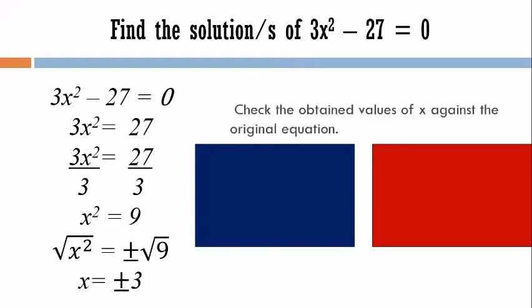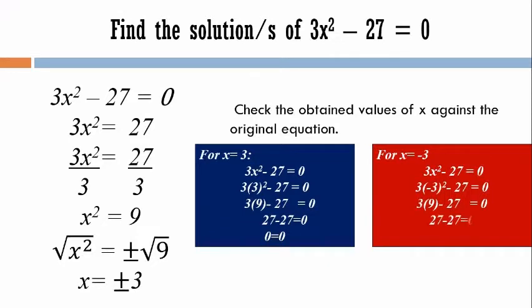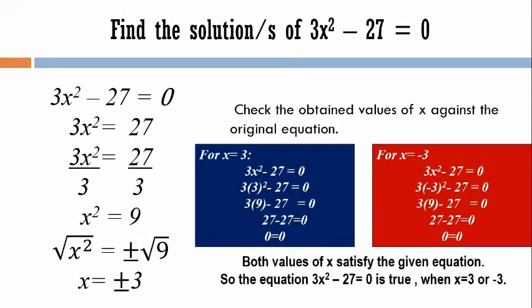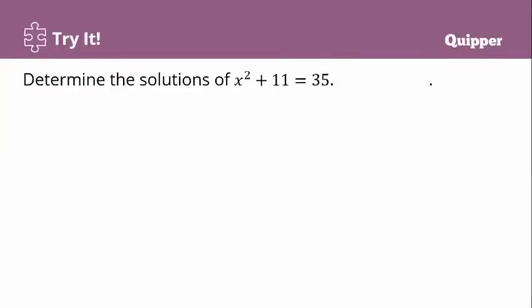To double check, check the obtained values of x against the original equation. Both values of x satisfy the given equation. So the equation 3x squared minus 27 equals 0 is true when x is equal to 3 and x is equal to negative 3.